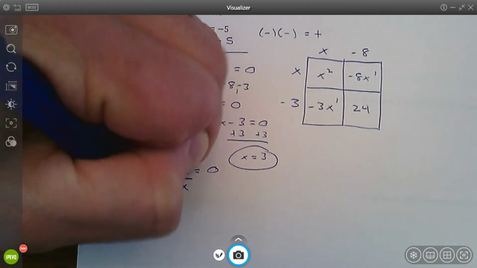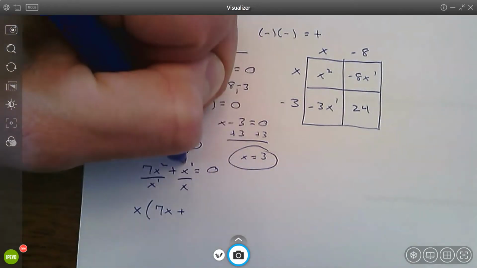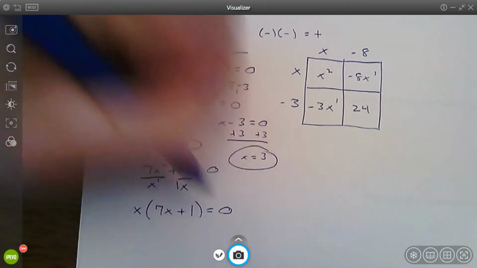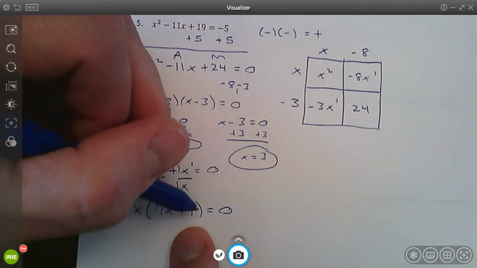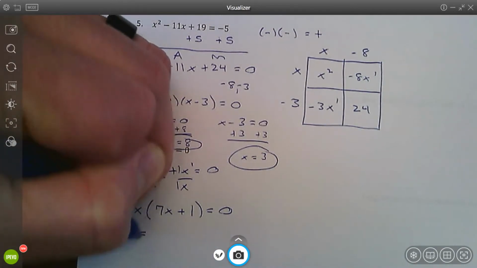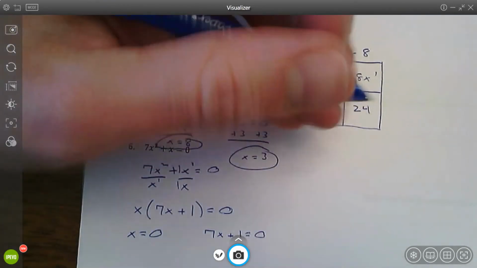So 7 divided by 1 is 7. I have two x's. I'm taking 1 away. I have 1x, taking 1 away. So 1 divided by 1 is 1. It's not going to be a 0 here. Same deal, zero product property. I have one factor of x that could equal 0, or my other factor of 7x plus 1 could equal 0.